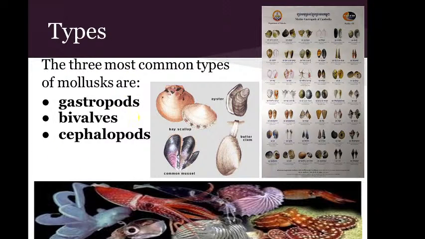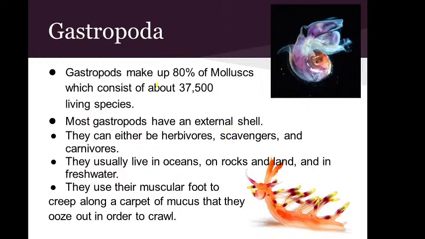So these types of mollusca which are common, we have gastropods, we have bivalves, and we have cephalopods. So you must have seen all these things like oyster, butter clam, common mussel, wasp crab. So they are gastropods, bivalves, and cephalopods basically. So what are gastropods?